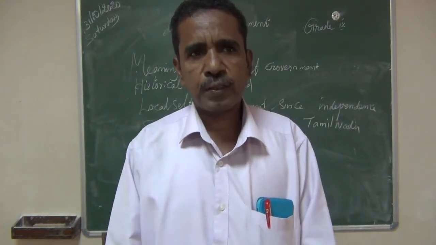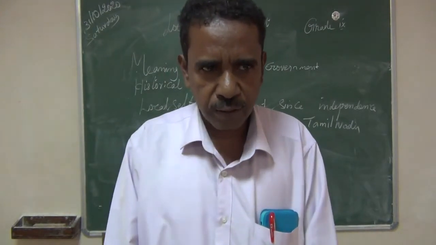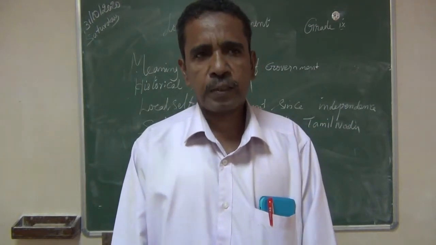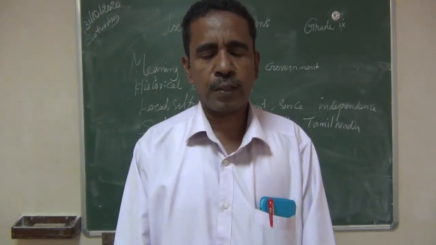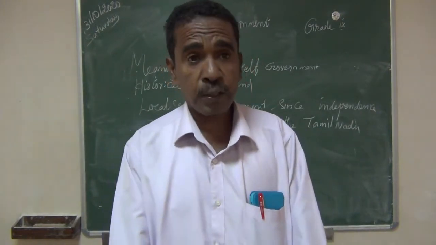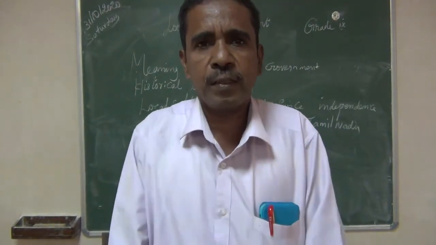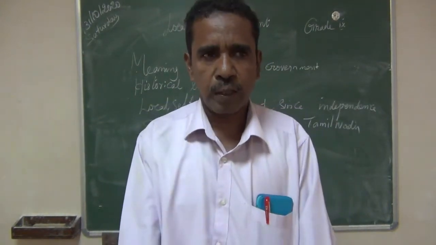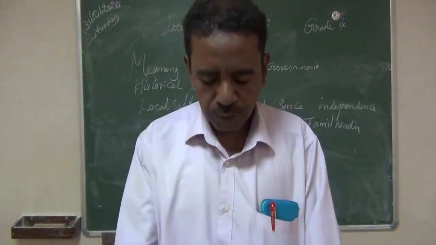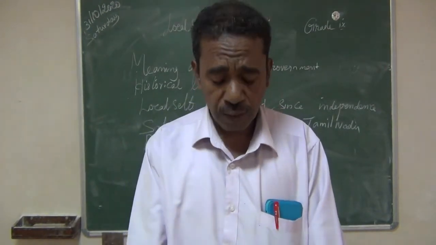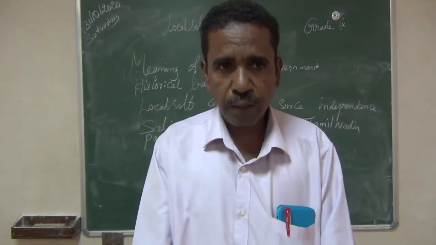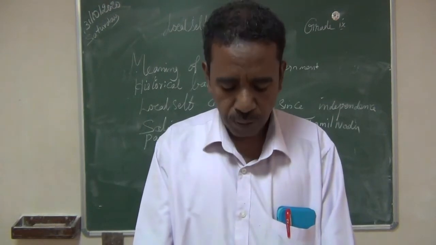What are the salient features of the Constitution Amendment Acts 73 and 74? The Constitution was amended. That is the 73rd and 74th amendment of the Constitution. Making some changes in the Constitution is an amendment. Especially for local self-government, in that act some changes were made.